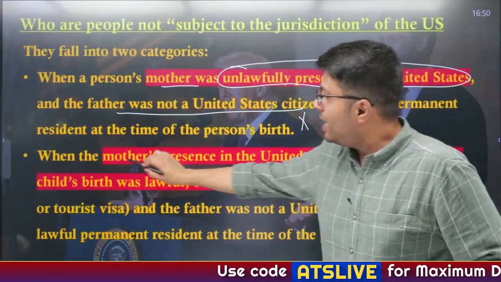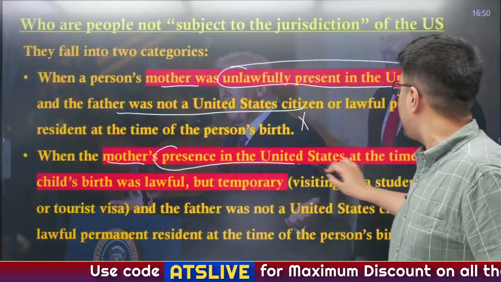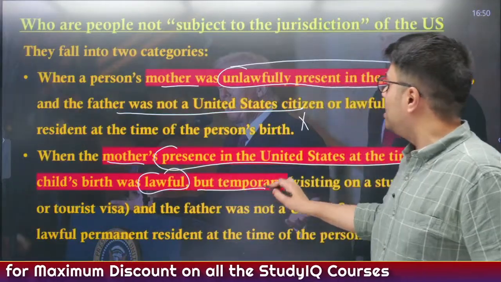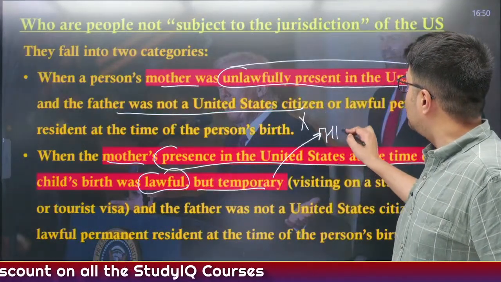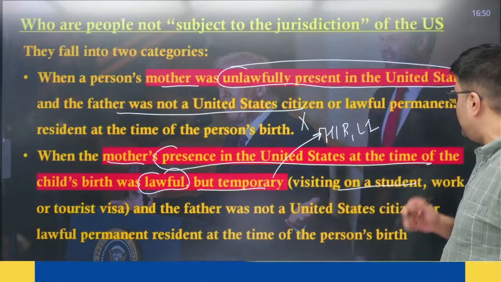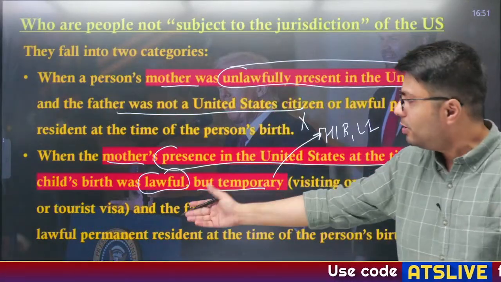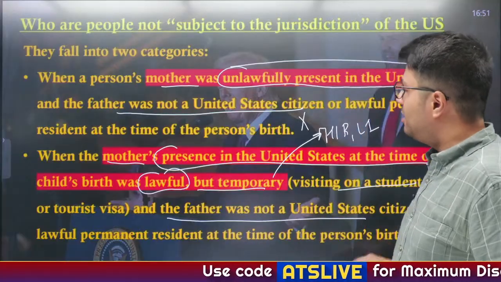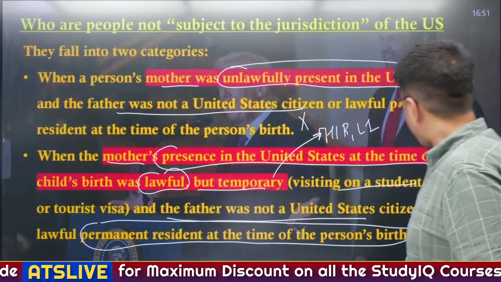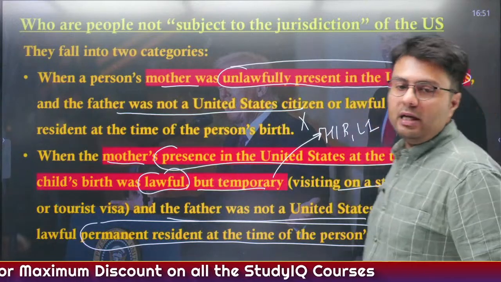Similarly, if the child is born to a mother who was present in the United States lawfully but temporarily, suppose she was on an H1B visa, or an L1 visa, or visiting as a student or for work or as a tourist, and the father was not a US citizen, then that child will not be provided US citizenship. So this is how it impacts two categories of people.